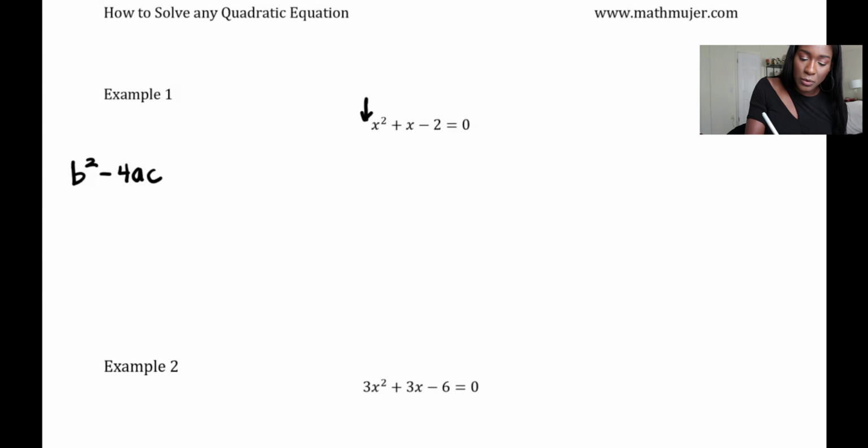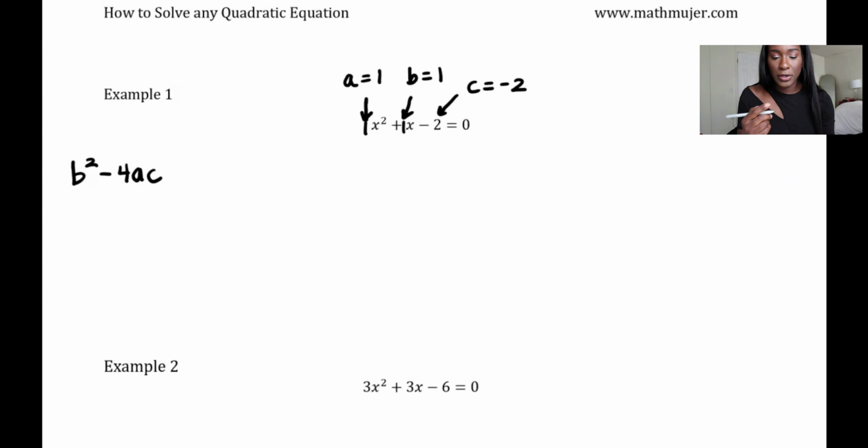The number in front of x squared, we don't see it, but it's a 1. The number in front of x, we don't see it, it's a 1, that's b. And the constant term with no variable, that's our c value. So c is -2. So now that I know all those values, let's calculate b squared minus 4ac.